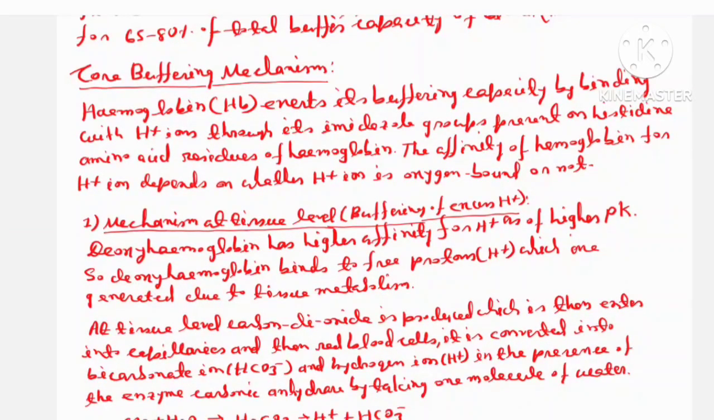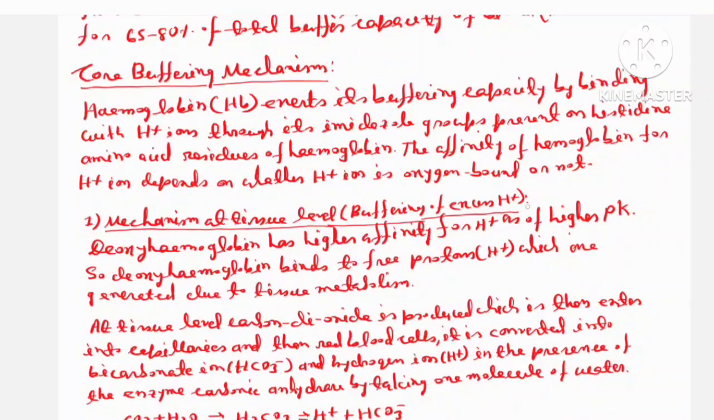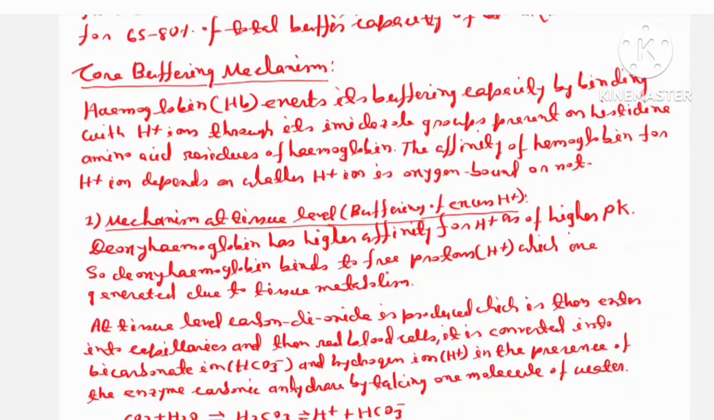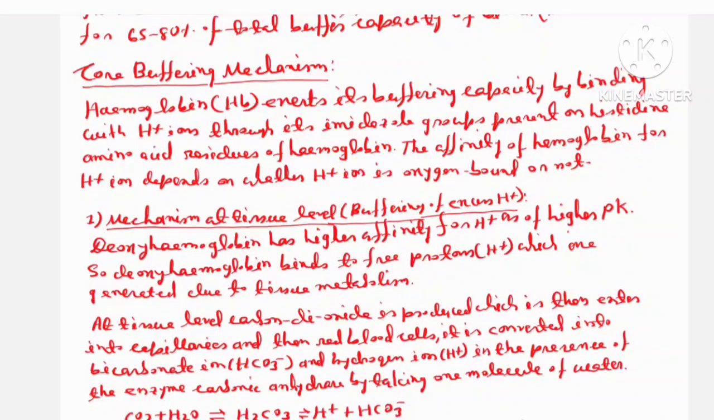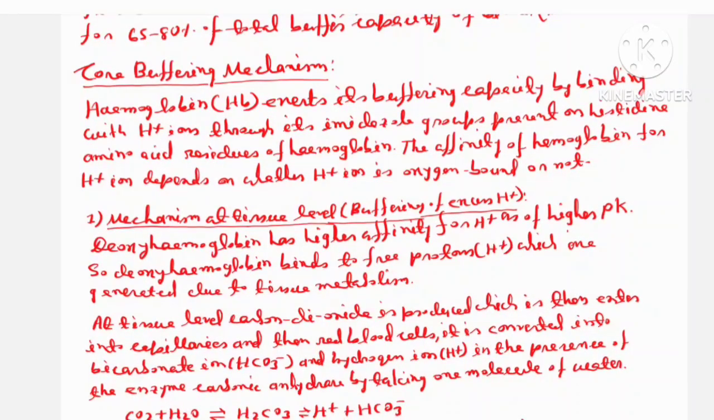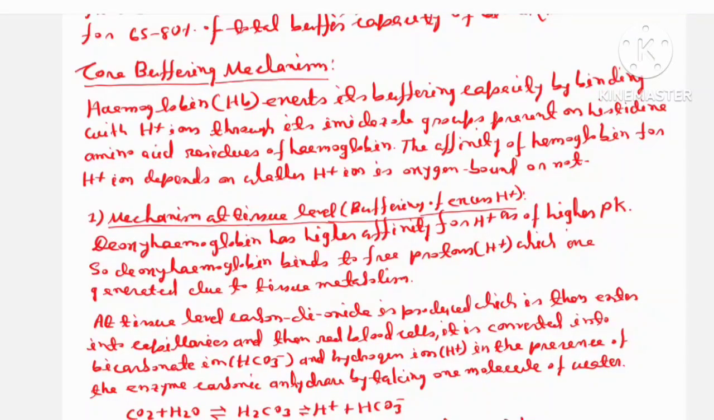The first step is the mechanism at tissue level, or buffering of excess H plus. Now the deoxyhemoglobin has higher affinity for H plus because of its higher pK value. So deoxyhemoglobin binds to free protons, that is H plus, which are generated due to tissue metabolism.